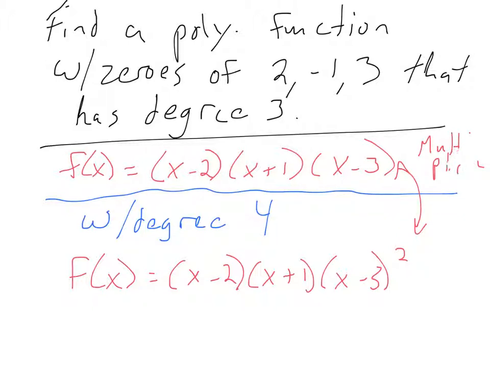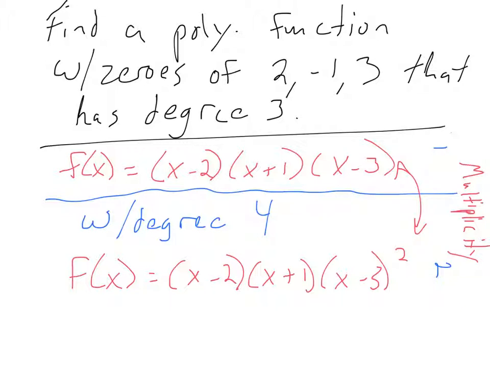I'm going to try and write that somewhere else. What is the multiplicity of a 0? So multiplicity just means the power of this factor, right? This has multiplicity 1, and this one has a multiplicity of 2. How is that going to change how the graph looks?